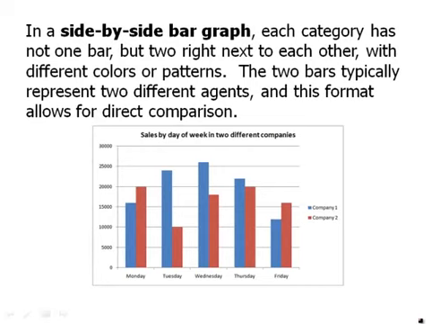The people at Company 1 care about sales at their company. The people at Company 2 care about the sales at their company. No one cares about the sum of those sales. So that's why it doesn't make sense to do a segmented bar graph. Here we're just doing a side-by-side bar graph.